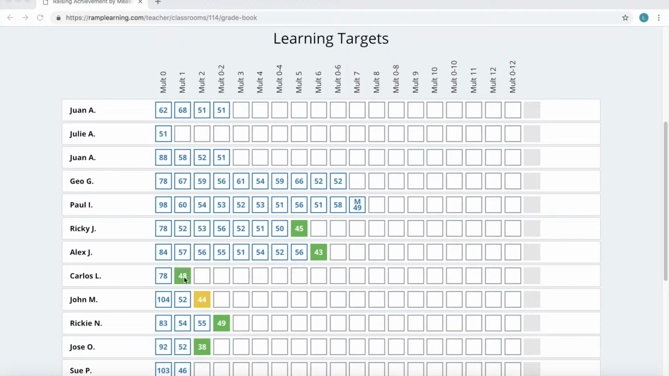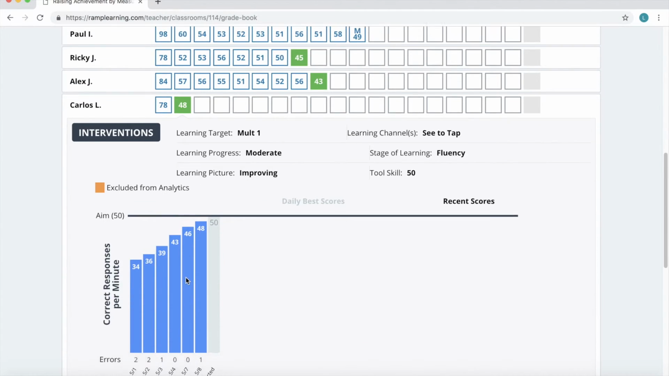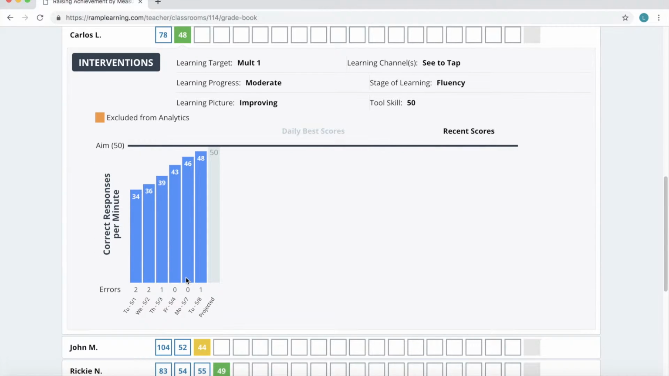I'm going to click on Carlos here and his green score of 48. A graph appears with a short summary of information at the top and a bar graph on the bottom. There's 6 types of information at the top. The first one is the learning target Carlos is working on. He's working on his multiply ones in multiplication facts.